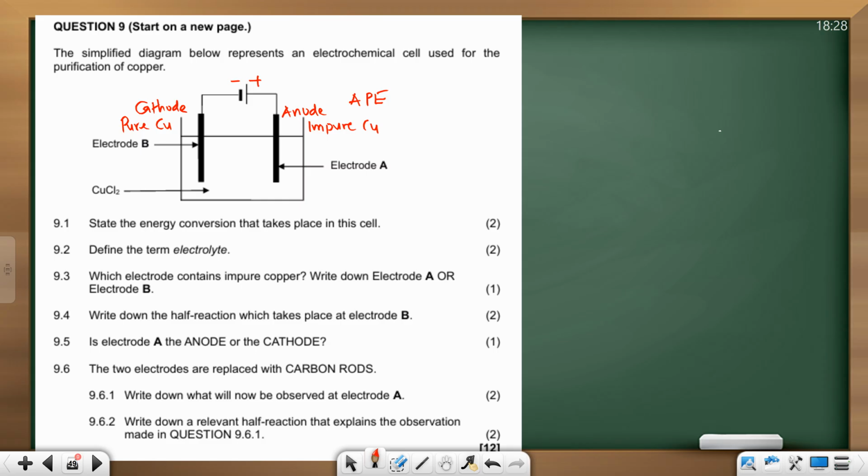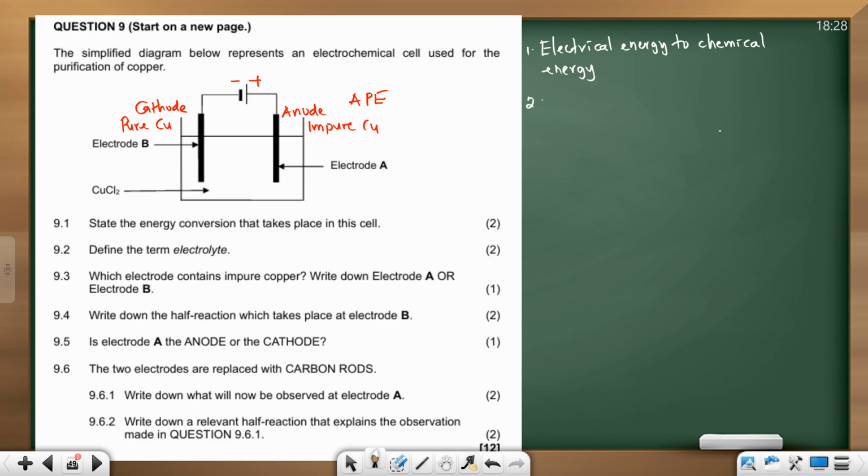State the energy conversion that takes place in the cell. What did you say? Electrical energy to what? Chemical energy. And we have our 2 marks in the bag. Please give yourself 2 marks.